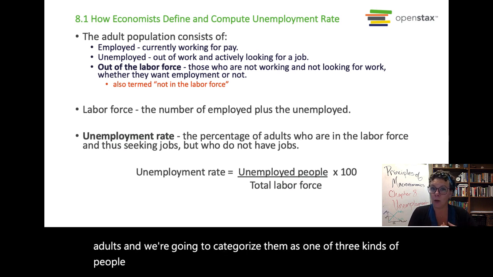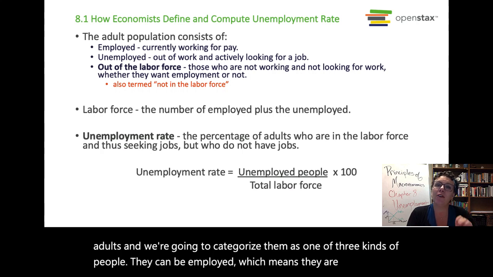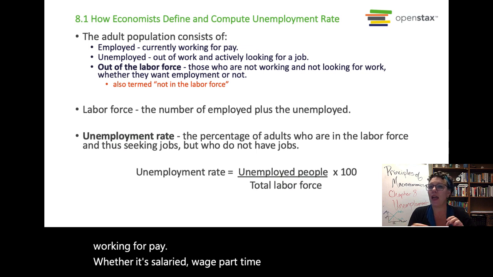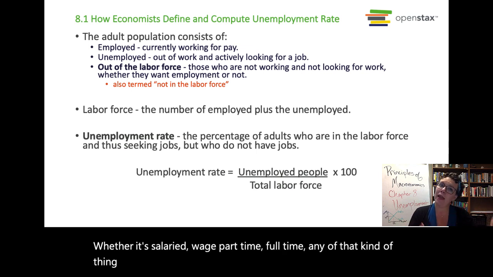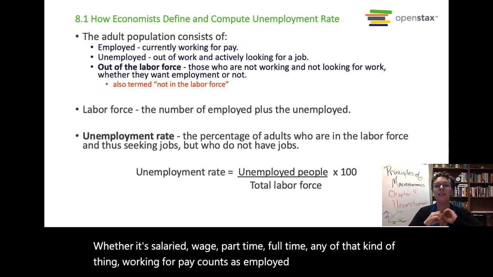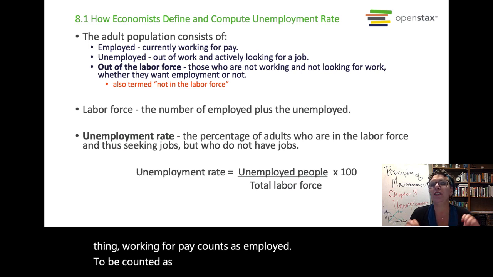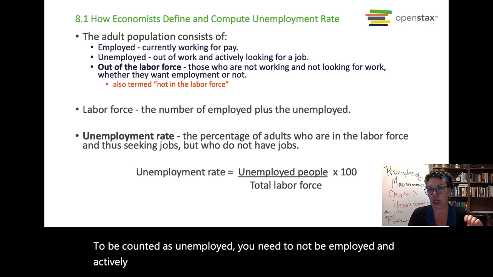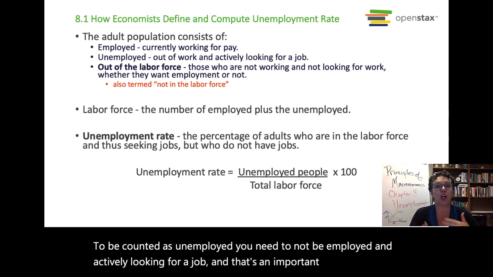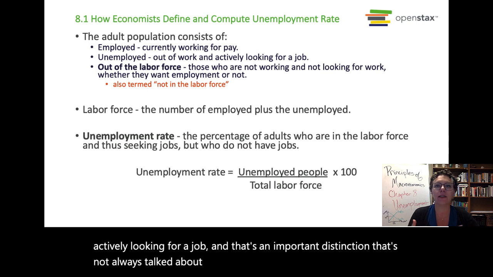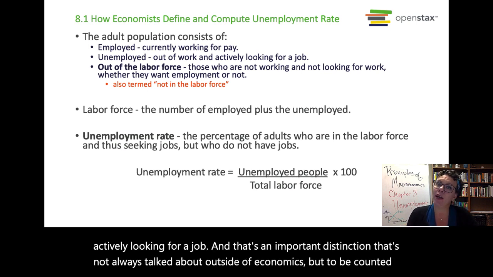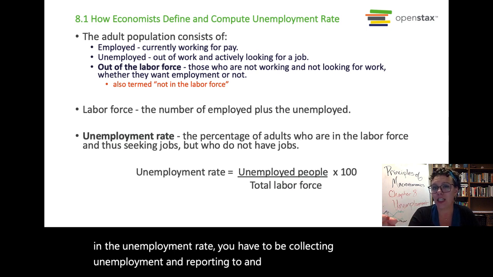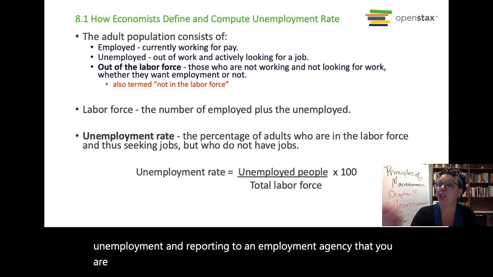They can be employed, which means they are currently working for pay, whether it's salaried, wage, part-time, full-time, any of that kind of thing. Working for pay counts as employed. To be counted as unemployed, you need to not be employed and actively looking for a job. And that's an important distinction that's not always talked about outside of economics. But to be counted in the unemployment rate, you have to be collecting unemployment and reporting to an employment agency that you are looking for a job.